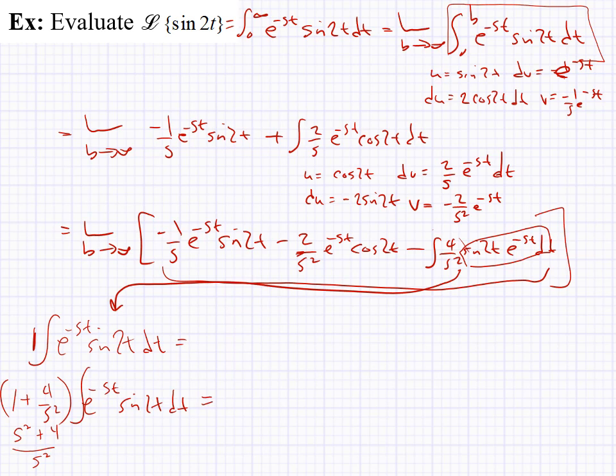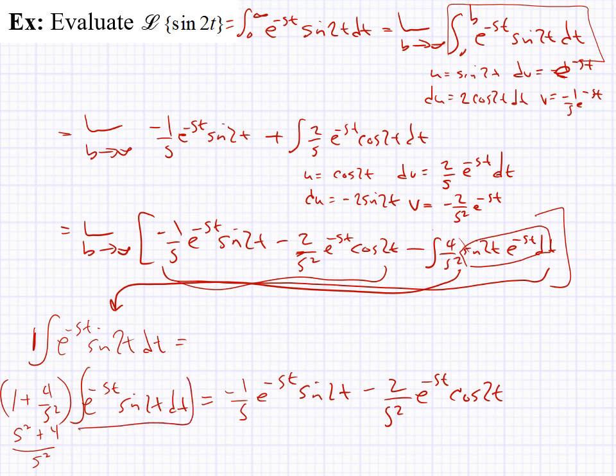And this is going to equal really what's left, which is just this piece here. So this negative 1 over s e to the negative st sine 2t minus 2 over s squared e to the negative st cosine 2t. So really we don't want to know what this whole thing equals, we just want to know what this equals. So now we're going to move this to the other side, so we're going to divide it, which means we're going to flip and multiply.